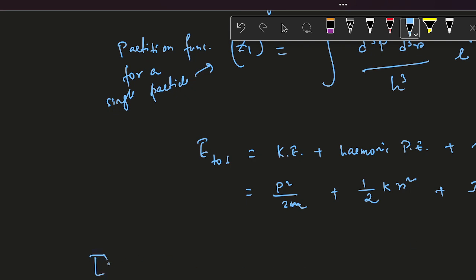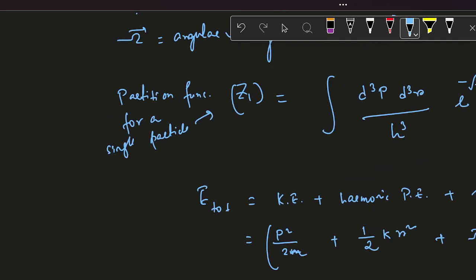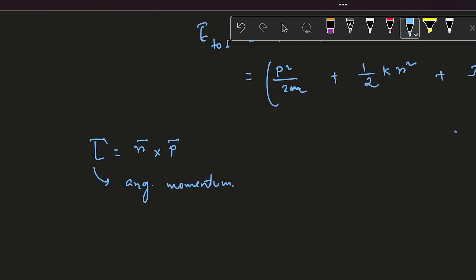So what is L? L is your angular momentum, that means it is r cross p, where r is the position coordinate, p is the linear momentum, and the dot product of omega and L gives you the rotational energy contribution, right? So this is your total energy that will be replaced in the Boltzmann factor, e to the power minus beta times this factor here.